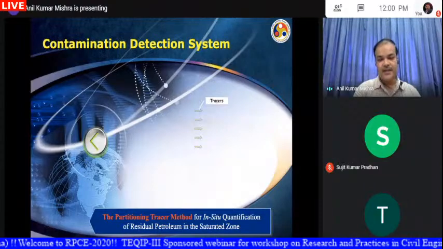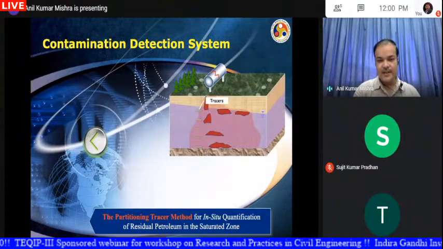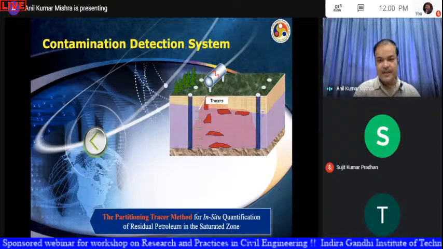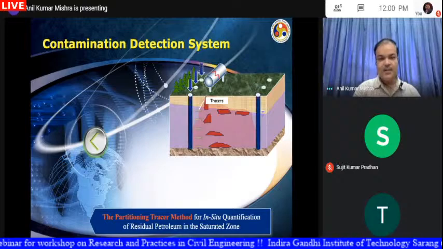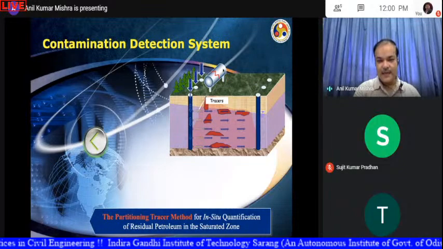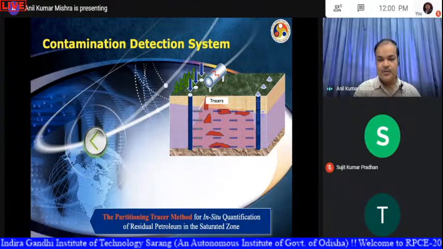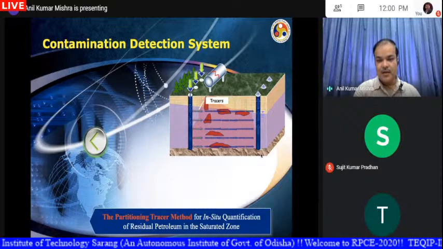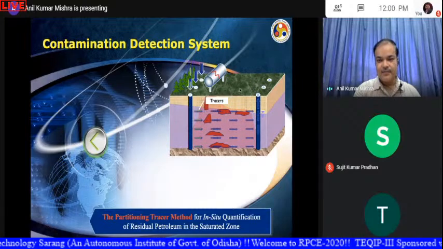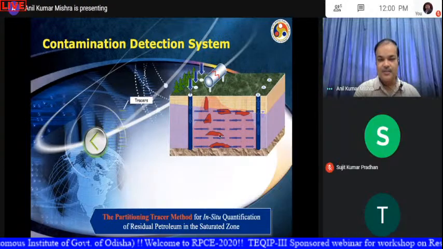Now, how to detect whether there is contamination or not? This is a new technique. Apart from other techniques, I will be discussing this one. This is called the partitioning tracer method. Suppose this is a petroleum tank or source of contamination, and these are contaminants. Since it will be underground, we cannot see it with the naked eye from the top. That's why we have to go for this partitioning tracer method.